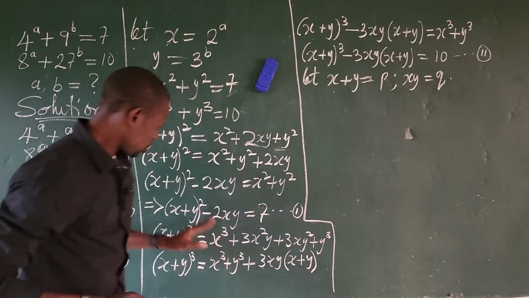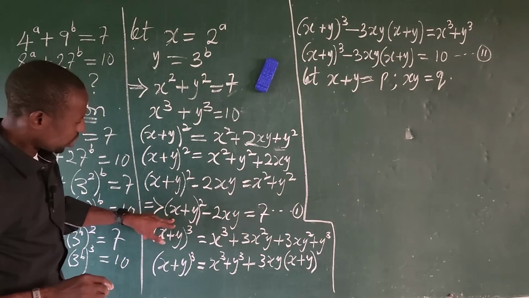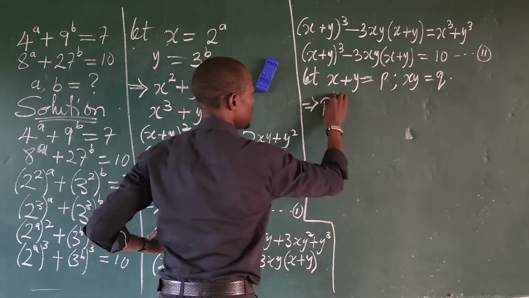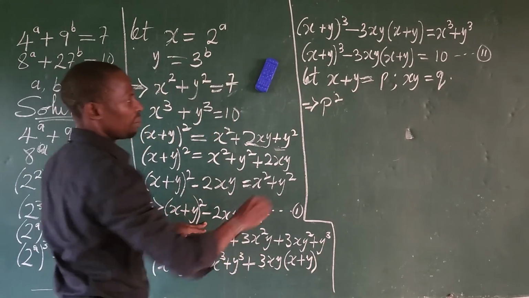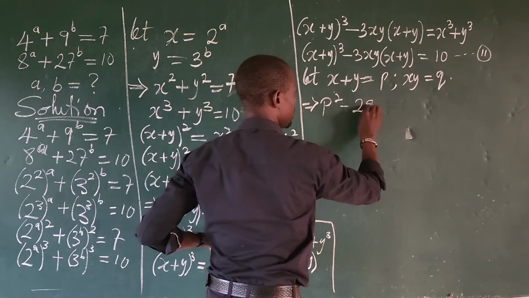So let's rewrite equation 1 and equation 2. If we say so, then our equation 1 now becomes, this now implies p squared minus 2q.